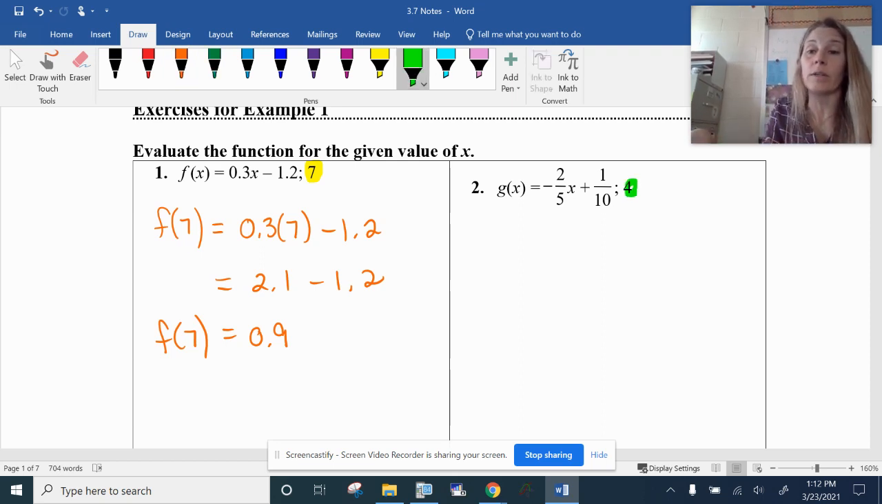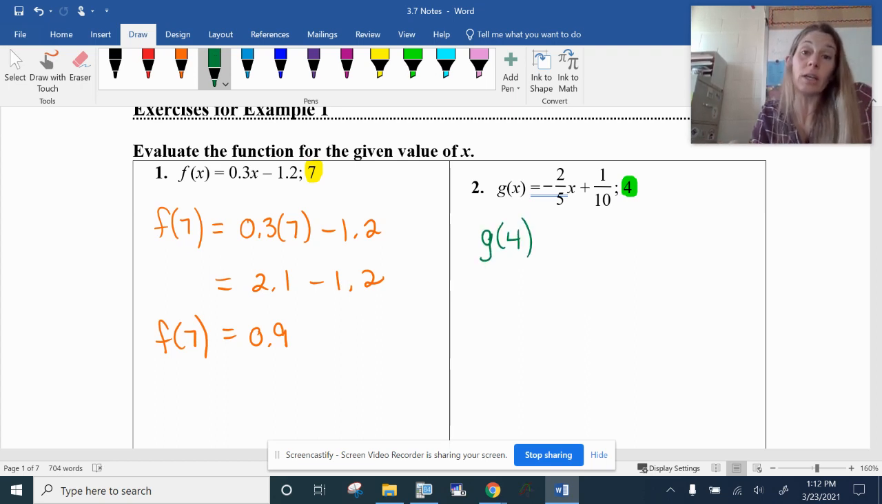And for the next question, we're going to substitute in this 4. Notice here there's a g instead of an f. Function notation can come in many different forms, just like variables. Different letters can be used for variables, and they can for the function notation as well.